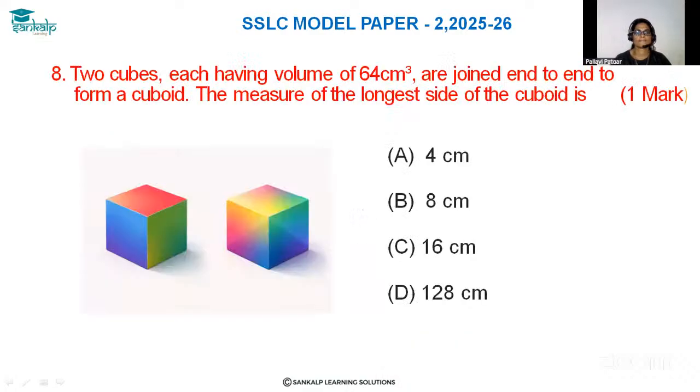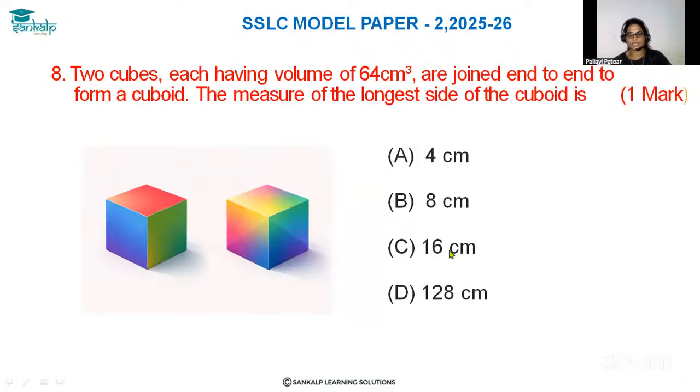Hello everyone. Look at question number 8. Two cubes, each having a volume of 64 centimeter cube, are joined end to end to form a cuboid. The measure of the longest side of the cuboid is. See the options: A 4 centimeter, B 8 centimeter, C 16 centimeter, D 128 centimeter.